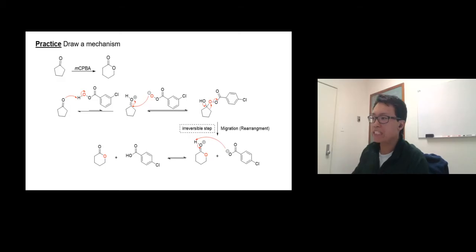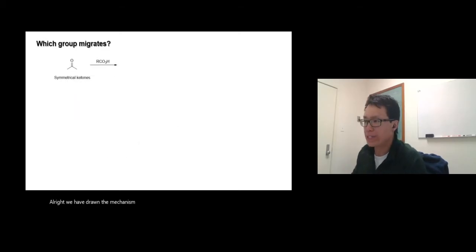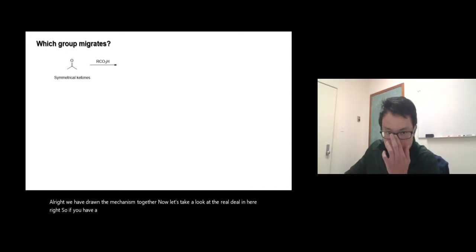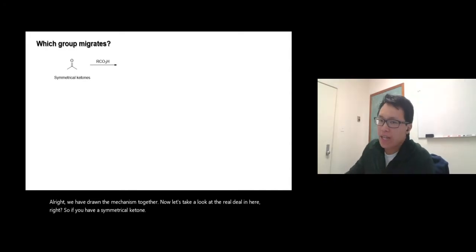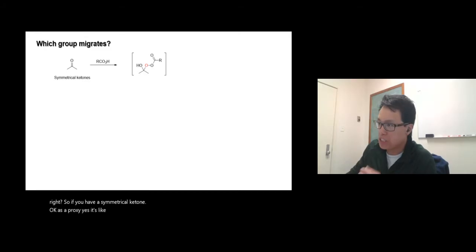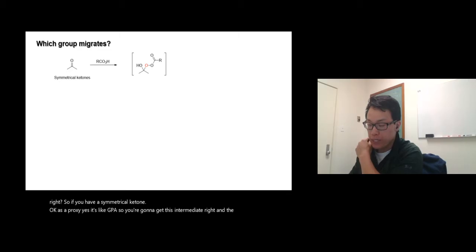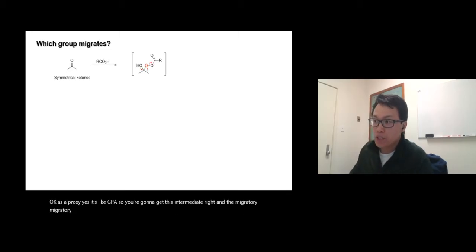All right, we have drawn the mechanism together. Now let's take a look at the real deal in here. If you have a symmetrical ketone and add a peroxy acid like mCPBA, you're going to get this intermediate. The migratory group could be one of these two methyls.